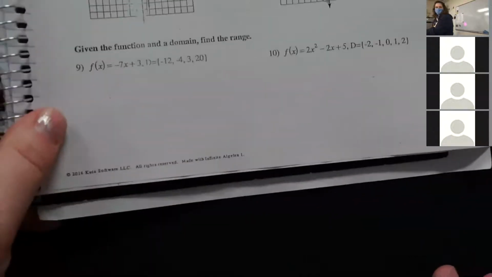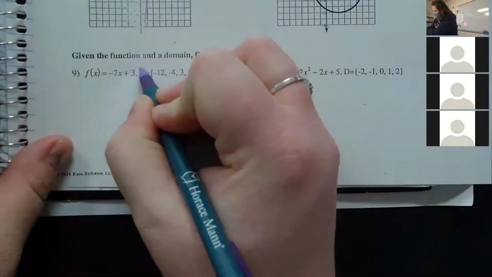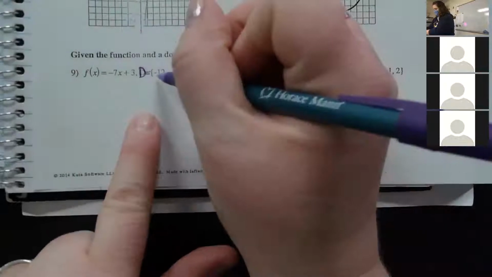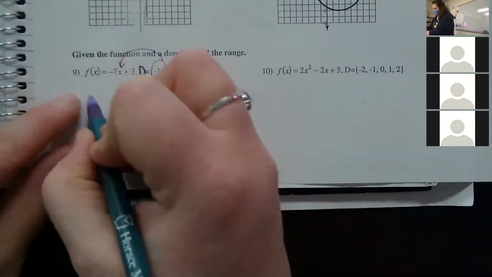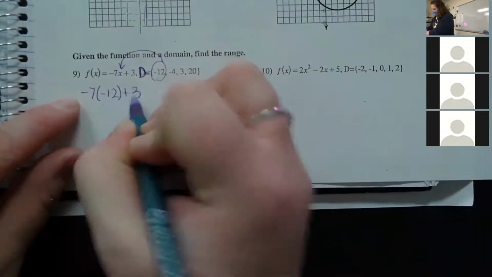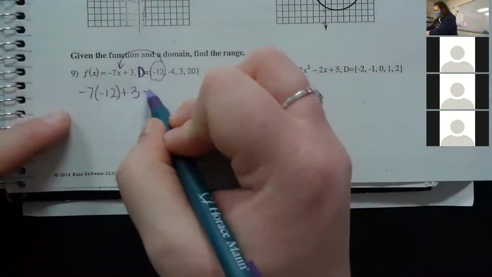Okay, let's look at 9 and 10. This is the letter D. So if it doesn't look nice on yours, fix it. It's giving us a domain and we have to find the range. Remember, domain is our x's, our inputs. So we have to find all the outputs for every input they give us. Well, they give us a negative 12. That means I'm going to plug that in for my x and solve. So it's negative 7 times negative 12 plus 3. And I'm going to keep solving that. Well, what's a negative 7 times a negative 12?